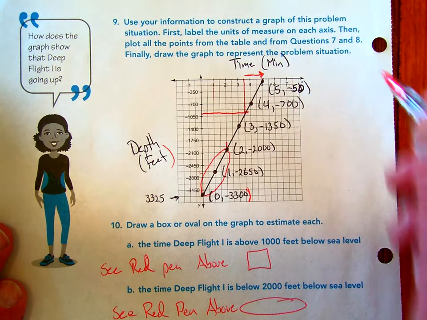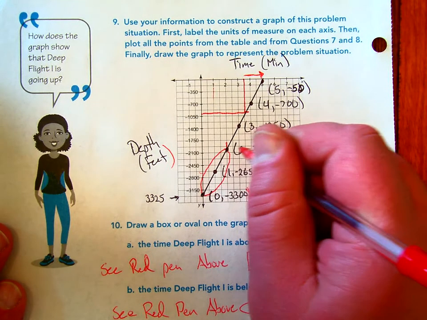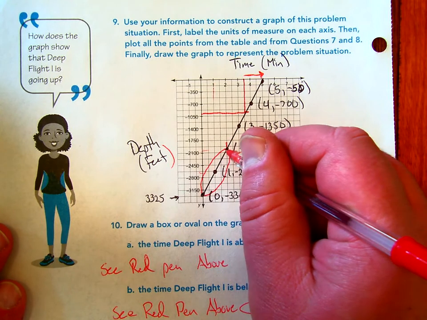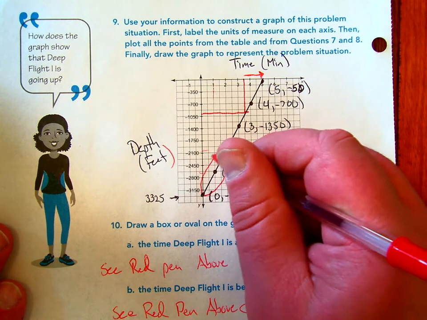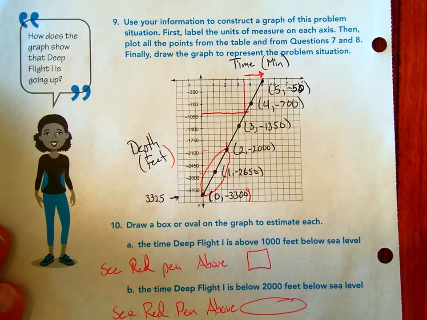And the time Deep Flight 1 is below 2,000 feet sea level. So 2,000 was at 2 minutes. And everything over here, anything prior to 2 minutes. So from 0 to 2 minutes, it's below 2,000 feet.